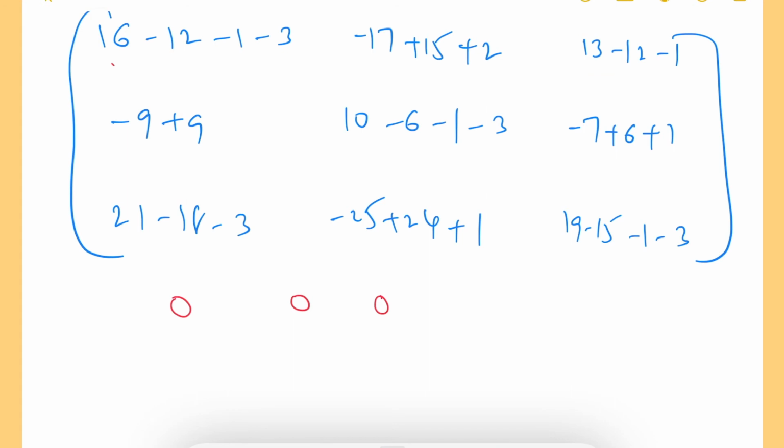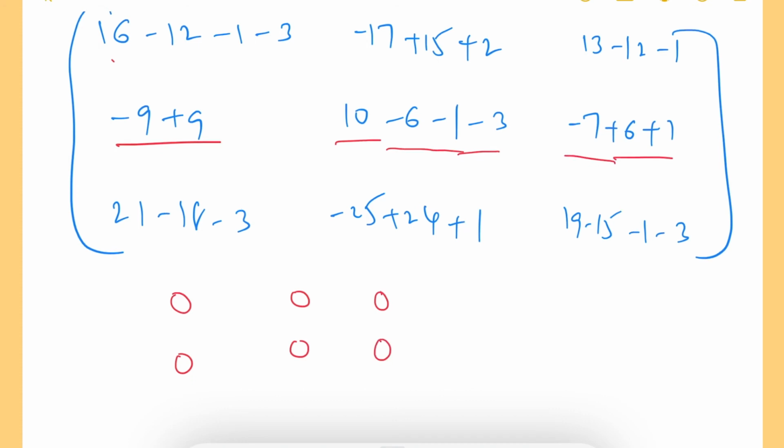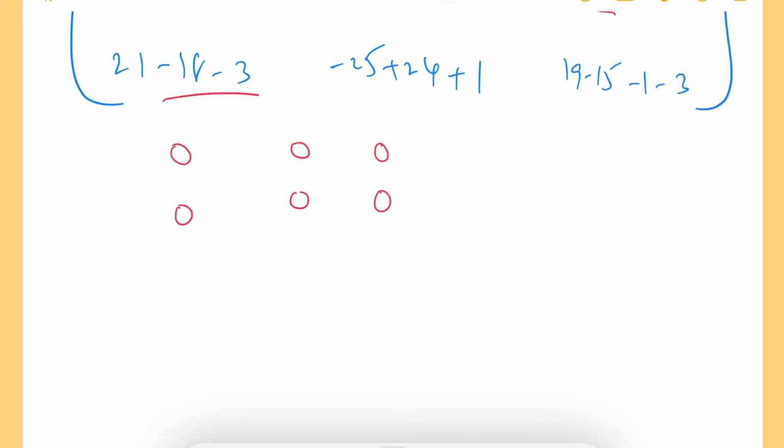Next, let us check the second row now. Minus 9 plus 9, 0. Minus 6 minus 1, minus 7; minus 7 minus 3, minus 10; plus 10, 0. 6 plus 1, 7. 7 minus 7, 0. Next, minus 18 minus 3, minus 21; minus 21 plus 21, 0. 24 plus 1, 25. 25 minus 25, 0.